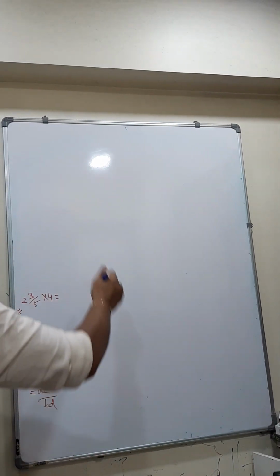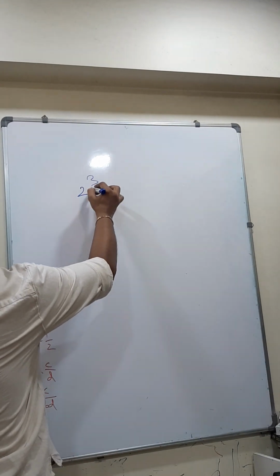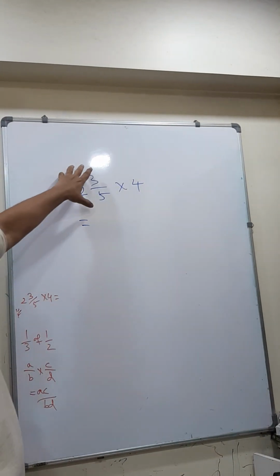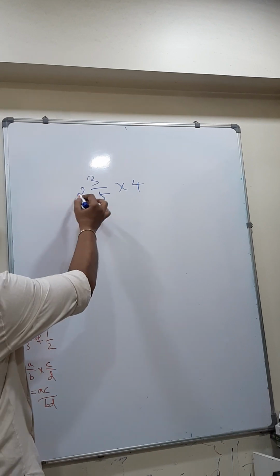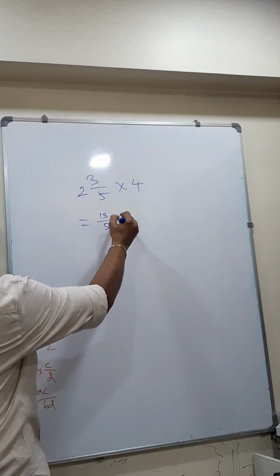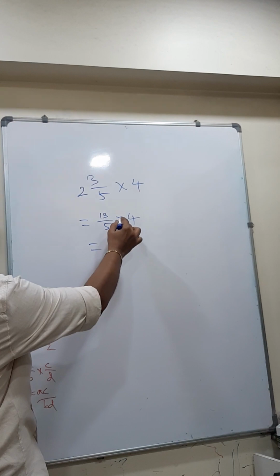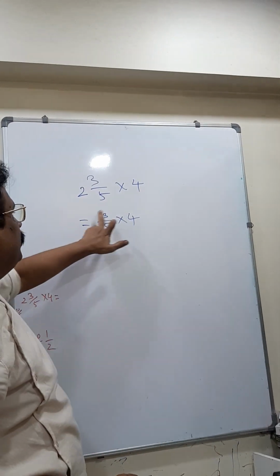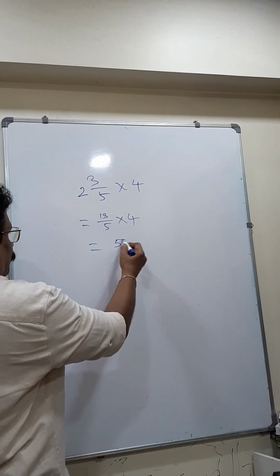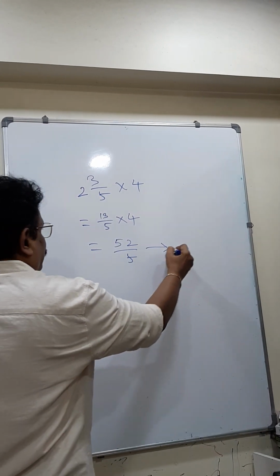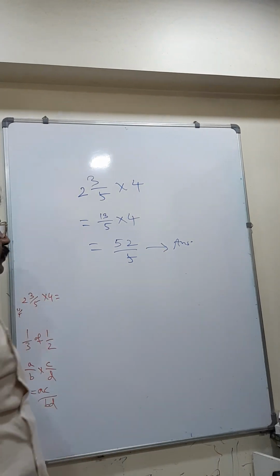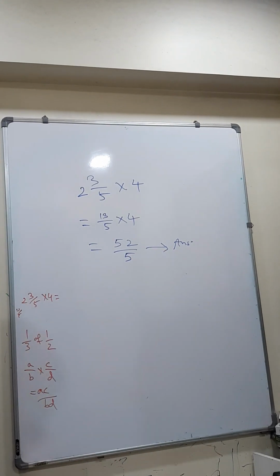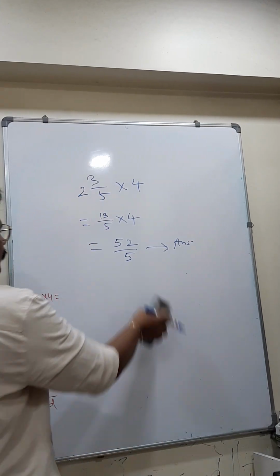Now see, we'll do one sum. 2 and 3 by 5 multiplied by 4. This is equal to, the rule is the same, convert the mixed fraction to improper. 5 2s are 10 plus 3, 13 upon 5 multiplied by 4. Now there is no plus and minus, so no LCM, no common denominator, no like fraction, nothing. Numerator into numerator, 13 4s are 52 upon 5. This is the answer. 52 upon 5 is the answer. Nothing else. Straight multiplication.